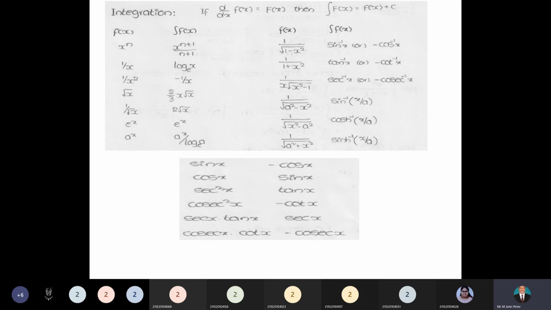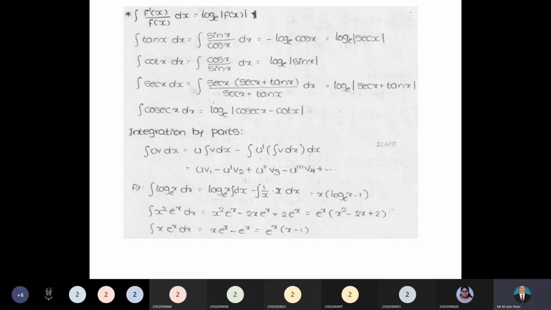Next, integral of 1 by root of a square minus x square is sin h inverse of x by a. H means a hyperbolic function. Integral of sin x is minus cos x, integral of cos x is sin x, integral of secant square x is tan x. Integral of cosecant square x is minus cot x, integral of secant x tan x is secant x, integral of cosecant x cot x is minus cosecant x. Then integral of f dash of x by f of x equals log f of x. These are indefinite integrals, so plus c you have to put automatically.